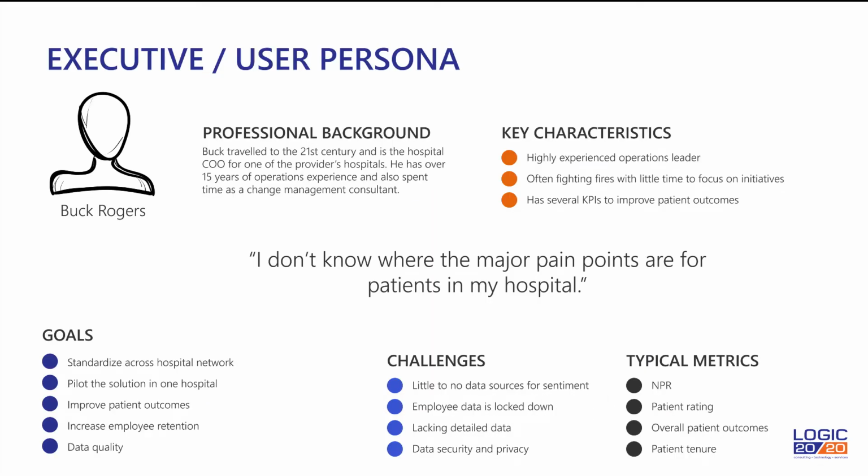We design for a specific persona. In this case, it's Buck Rogers, a fictitious name. I always use a fictitious name, but in this case, it's not hard to spot because it's the COO for one of the hospitals. Some of the key characteristics, obviously very experienced in operations, big operations background, also has an incentive, has several KPIs given by the company for this COO to improve patient outcomes.